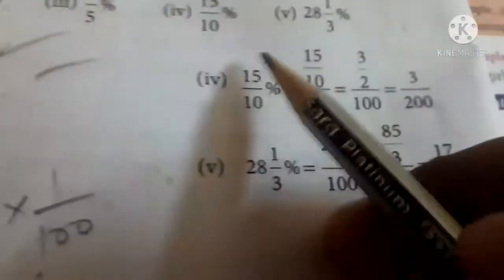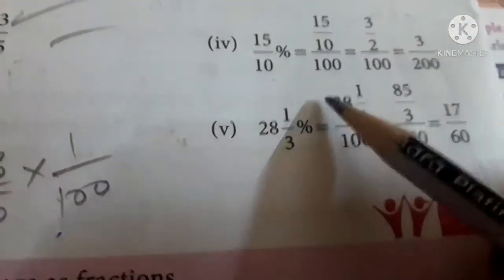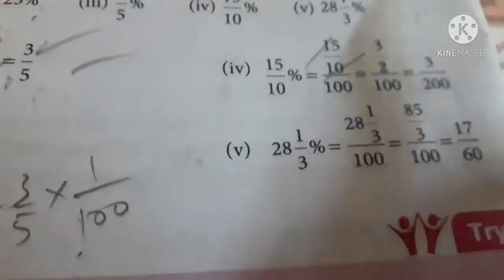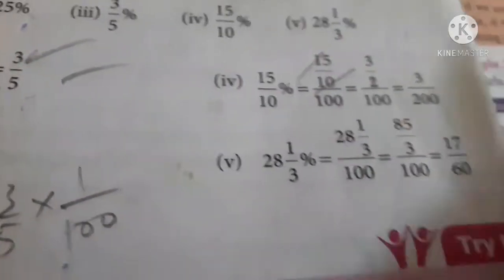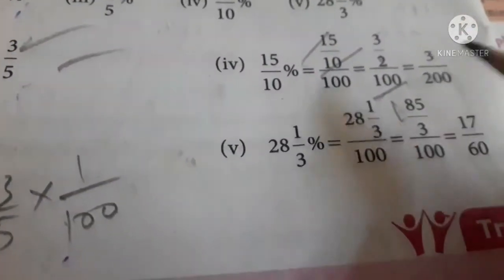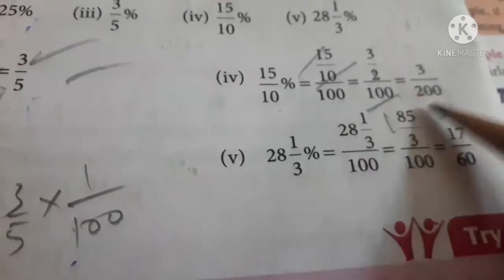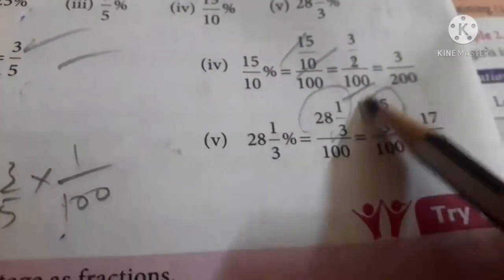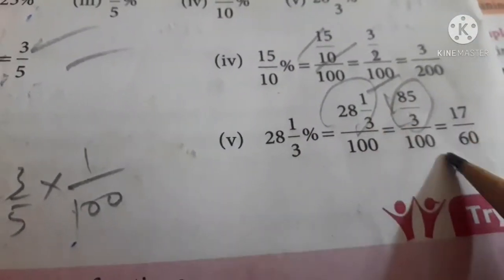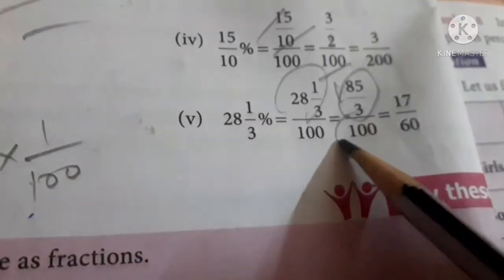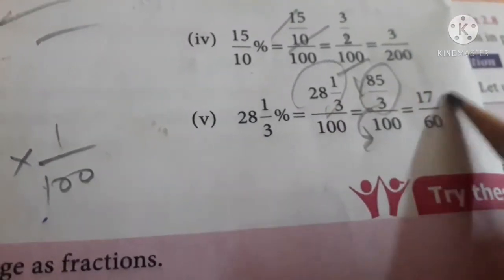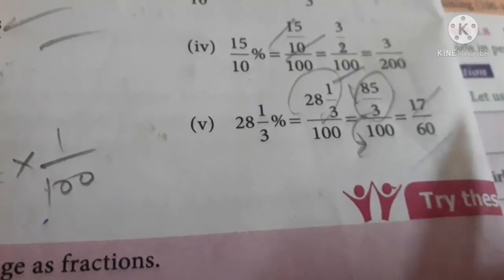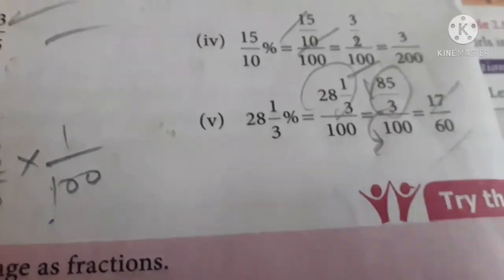Like the same way, 15 by 10 by 100, so the answer will be 3 by 2. I will cancel this by the 5 table, so it is 3 by 2. Then this is 100 by 1 again, so you will get 3 by 2 into 100, 200. 28 1 by 3 percentage, I have converted this into an improper fraction, 85 by 3. So this will become 85 by 600. When you cancel, you will get 17 by 60.